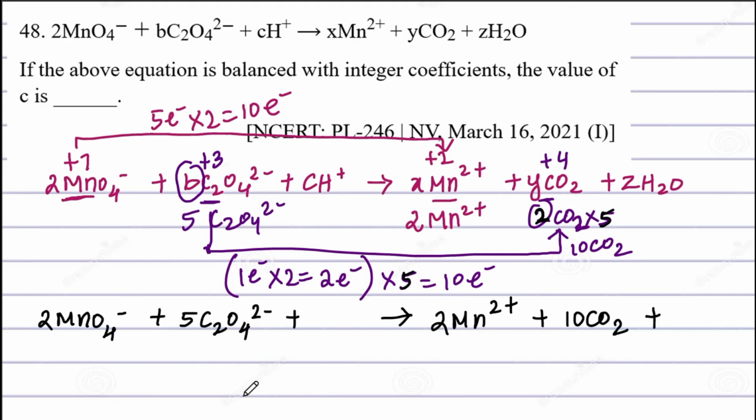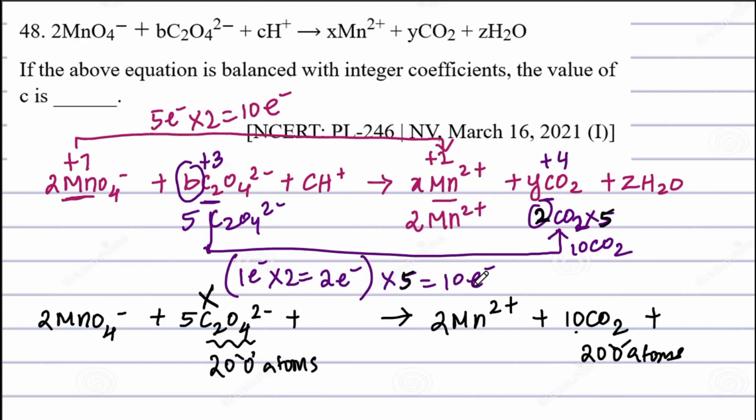Now let us balance the number of oxygen atoms in the reactant and the product side. You have 2 into 4, 8 oxygen atoms in MnO4 minus. Then 5 into 4, 20 oxygen atoms are present in the oxalate species. On the product side, you have 10 into 2, so here also 20 oxygen atoms are there. The carbon dioxide is having 20 oxygen atoms.